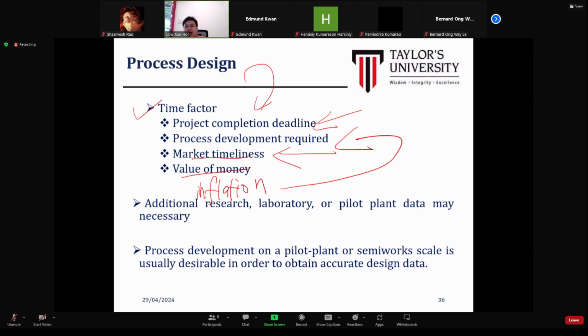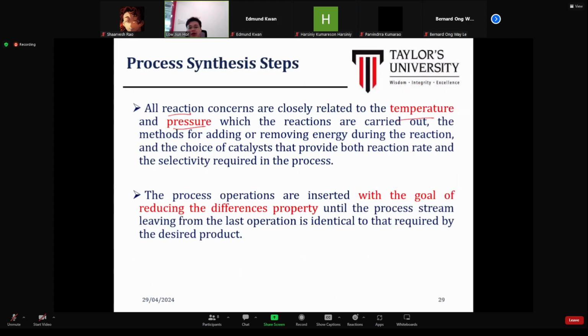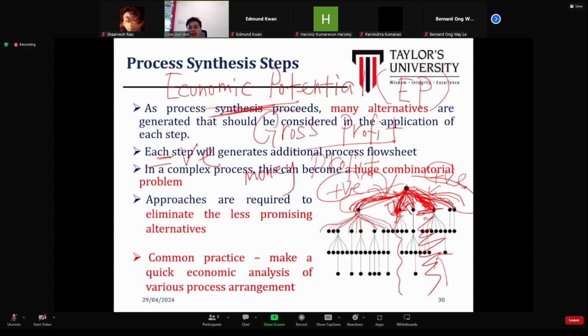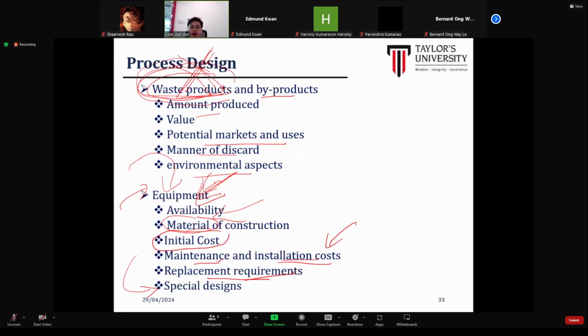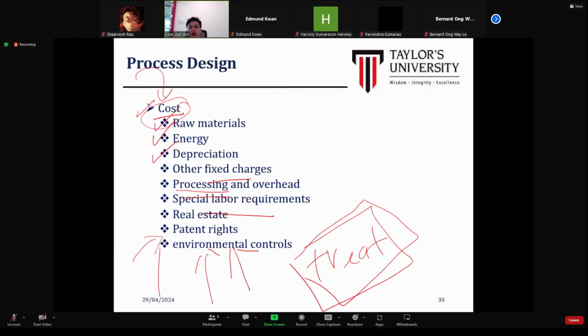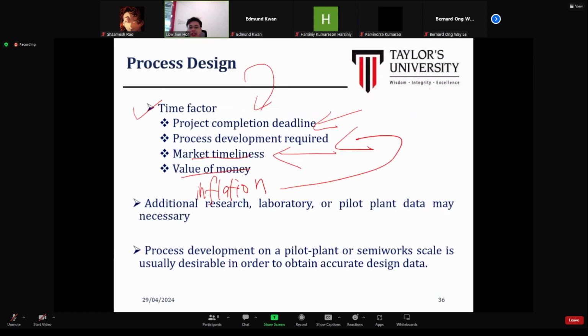So these are some of the factors that we can try to consider in order to support our decision making. After we eliminate those chemical reactions that are not economically potential enough, then in order to further support and identify the final chemical reaction or technology that we are going to use in our design, here are some of the considerations that we can try to consider to support our decision making for our selection.